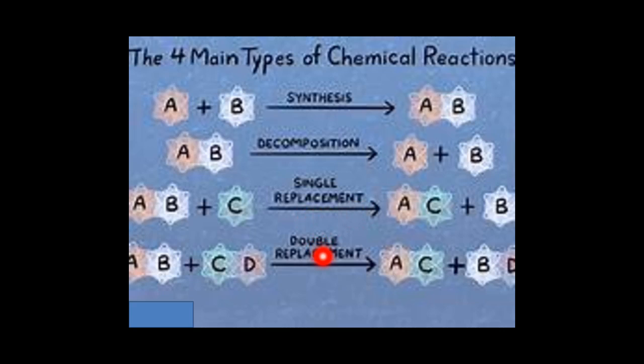In double displacement or double replacement reactions, you will have two compounds. See here, A, B, C, D. They mutually exchange their radicals and form two different compounds, A, C and B, D.